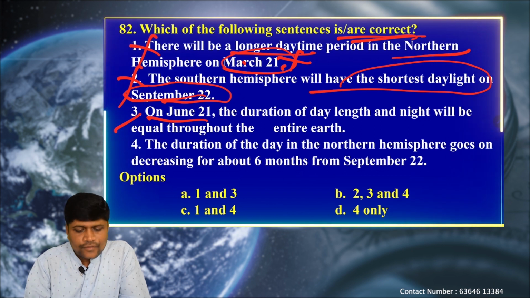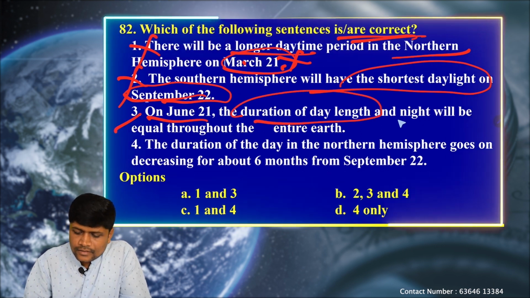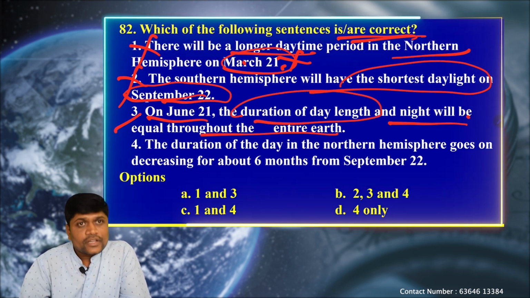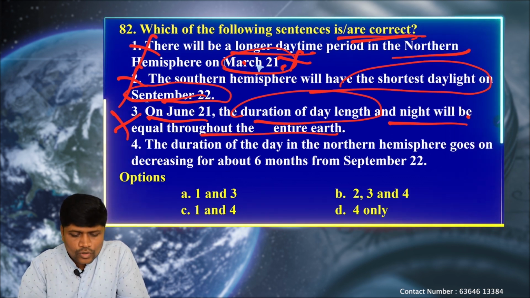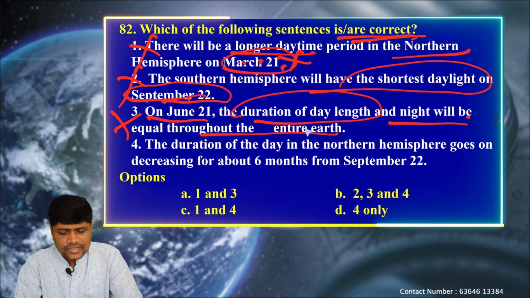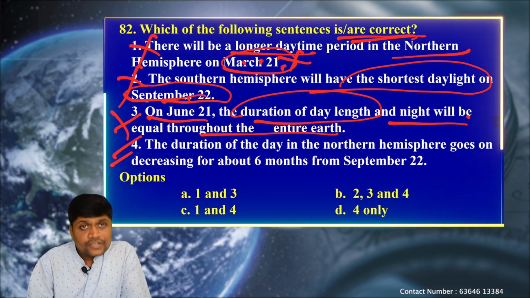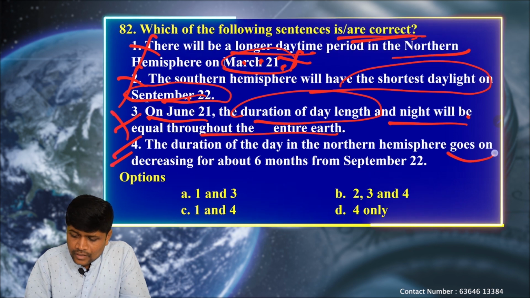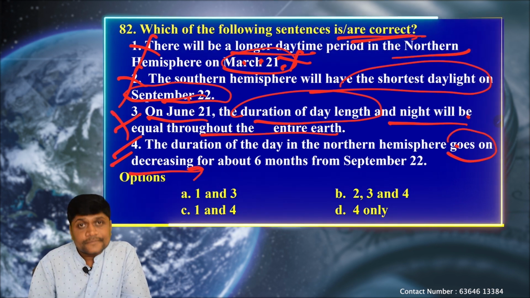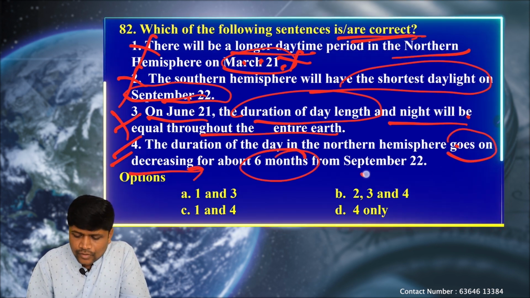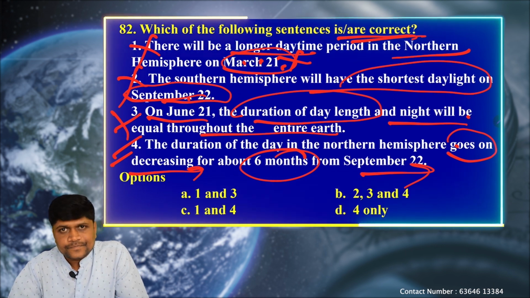Next, on June 21st, the duration of the day length and night will be equal throughout the entire earth. No, again this is also wrong. Only on March 21st and September 22nd will this situation arise. Next, the duration of the day in the northern hemisphere goes on decreasing for about 6 months from September 22nd.